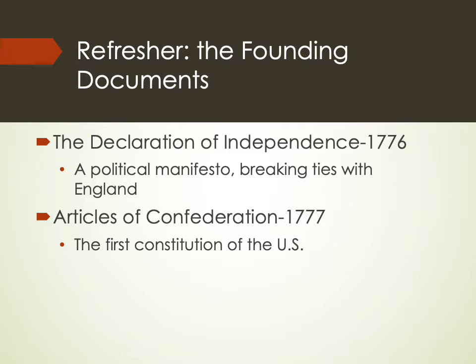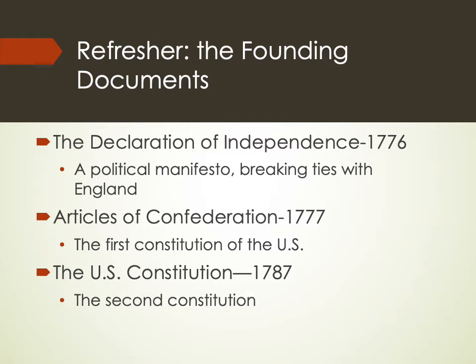But there were many problems with the Articles of Confederation. A major problem is that the national government didn't have enough power to actually get things done. So in 1786, a decision was made that the Articles of Confederation needed to be revised. And there was a constitutional convention held in Philadelphia in 1787. As your textbook points out, rather than revising the first Constitution of the United States, an entirely new Constitution was created. It was the second Constitution.